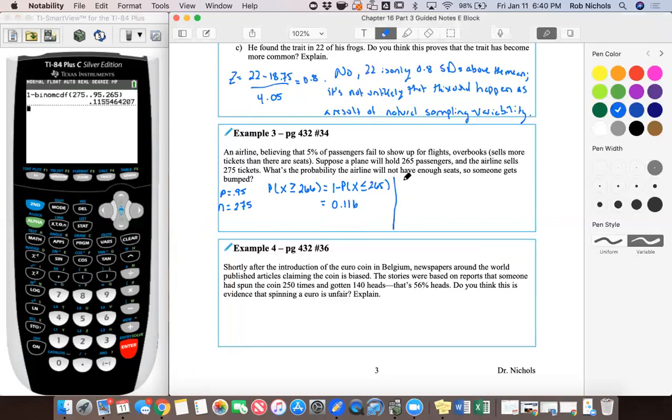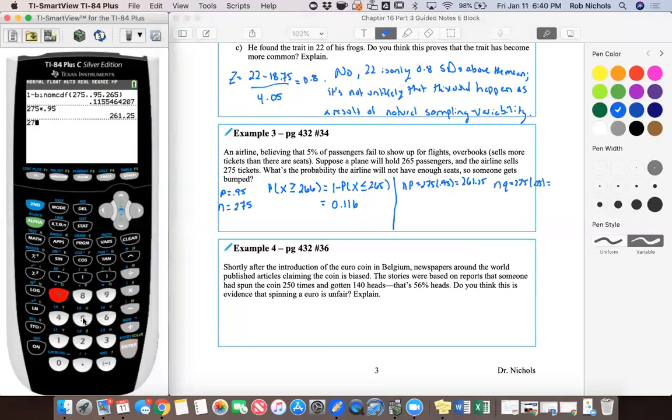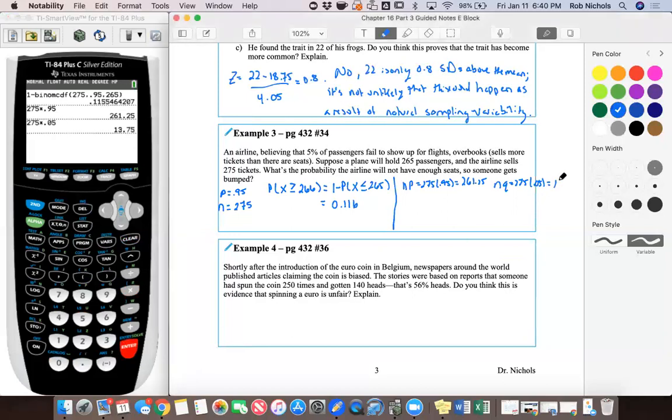Now let's take a look and let's see, what if I approximated this using the normal? By the way, could I use the normal? Yep, so n times p is going to equal 275 times 0.95. So let's check that real quick. 275 times 0.95. And I get 261.25. And then nq is going to be 275 times 0.05. And that's going to give me 13.75. So both of these are greater than or equal to 10, so I can use a normal approximation.